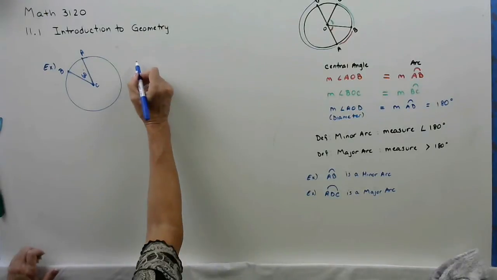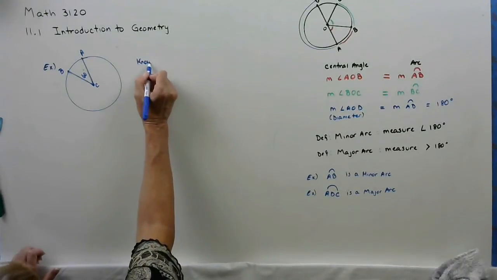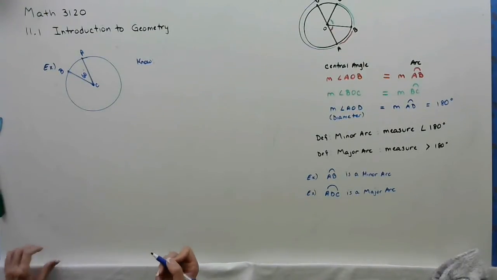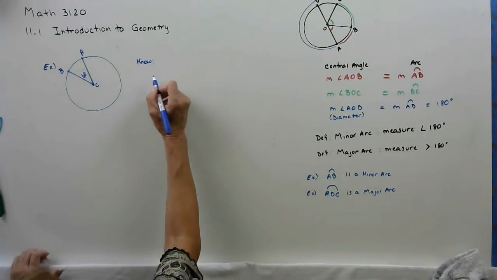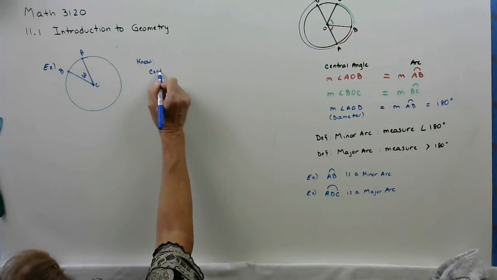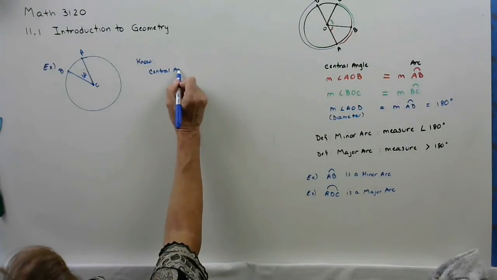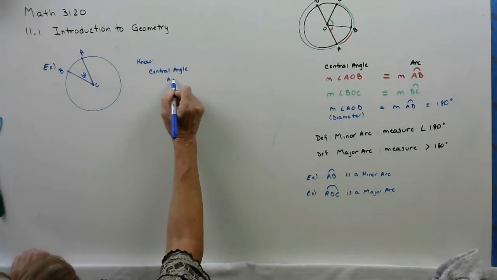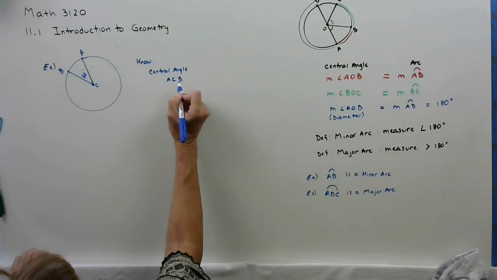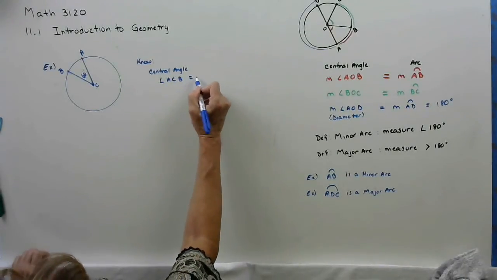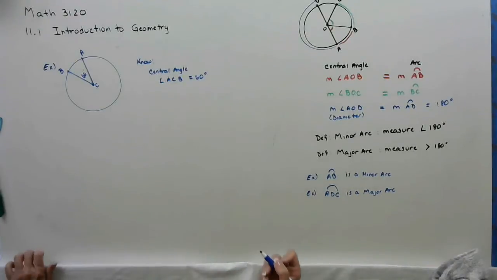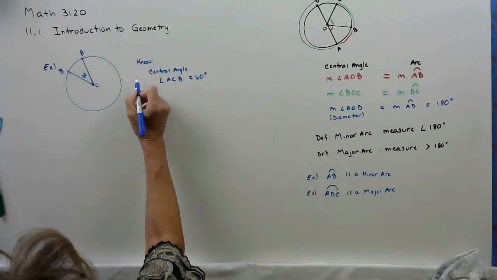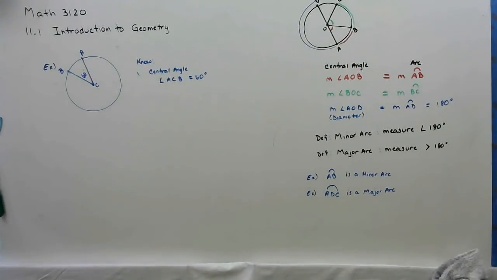Let's think about what we already know right now. We know, based on the picture, a few things. We know the central angle, in other words, angle A to C to B, is 60 degrees. So that's the first thing we know, because I told you it is.